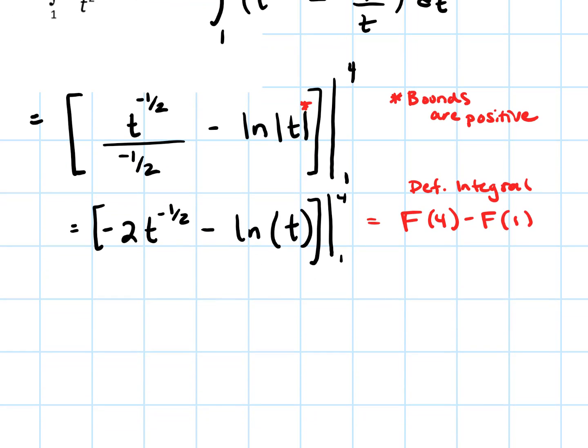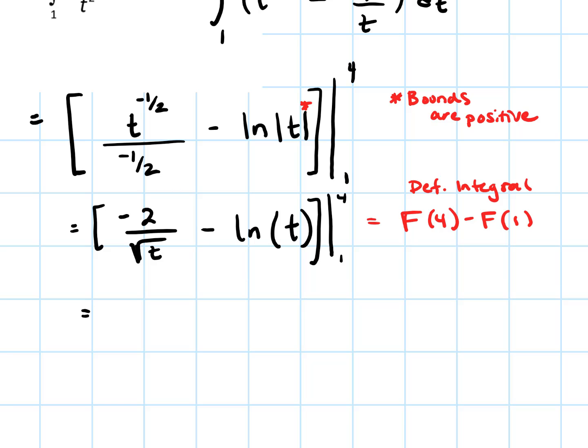Just one little note on this t to the negative 1/2. I'm going to rewrite that on this line as negative 2 over t to the 1/2. Another way to write that would be the square root of t, and I think I will, since I'm going to be plugging in 4 and 1.